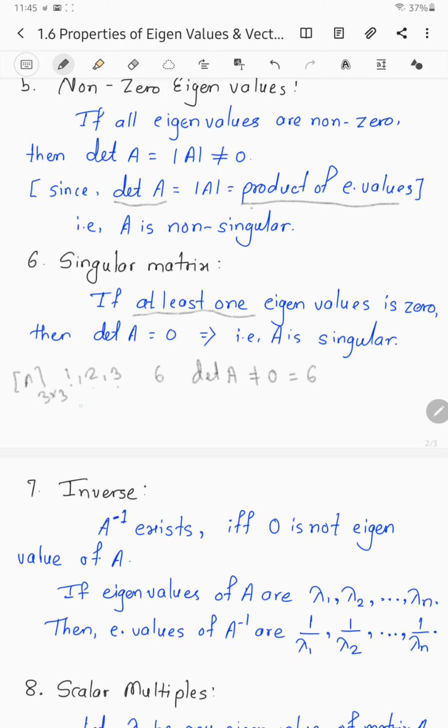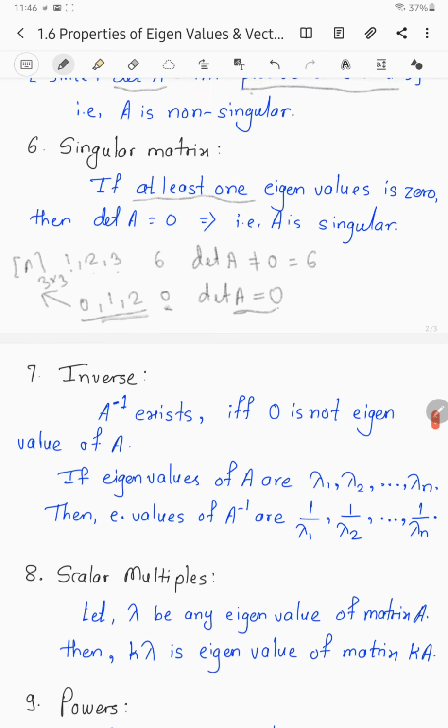But if at least one eigenvalue is 0, suppose 0, 1, 2 are the eigenvalues of this matrix. Now here I might change the matrix. Their product is obviously 0, and you can check that the determinant of such a matrix is also 0. We can check determinant and product independently, but in fact both are the same.